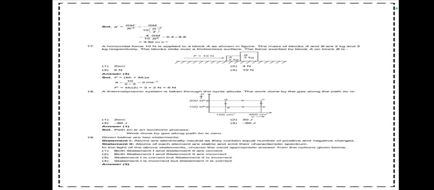Question number 19. Given below are two statements. Statement 1. Atoms are electrically neutral as they contain equal number of positive and negative charges. Statement 2. Atoms of each element are stable and emit their characteristic spectrum. In the light of the above statements, choose the most appropriate answer from the options given below. Answer is 3. Statement 1 is correct but statement 2 is incorrect.